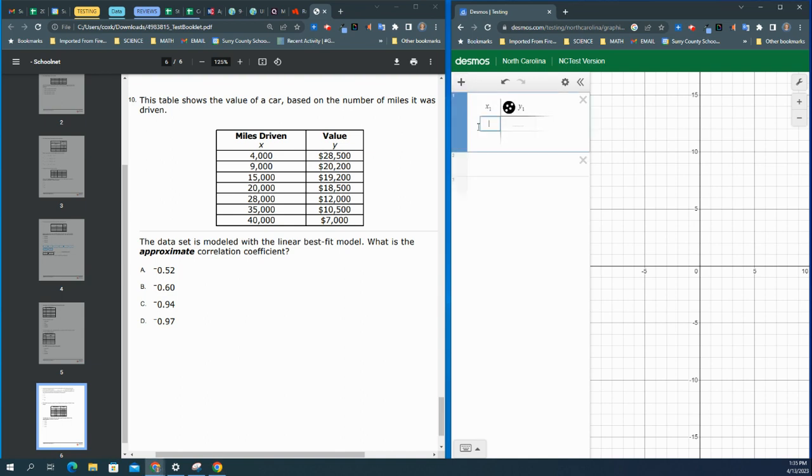Go to the plus sign, add a table. 4,000, 9,000, 15,000, 20, 28, 35, 40, 800.